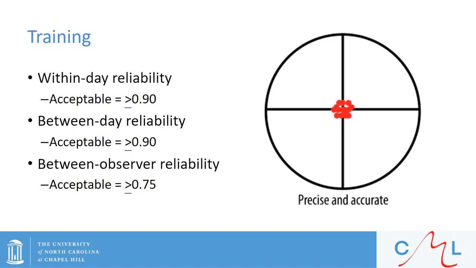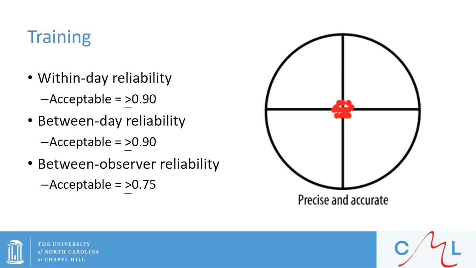By training, I mean, you should first establish within-day reliability. I recommend testing 10 people and within a given day, assessing them 3 times. An acceptable ICC would be 0.9. We should then do the same with between-day reliability. I mean, assessing 10 people over 3 separate days.